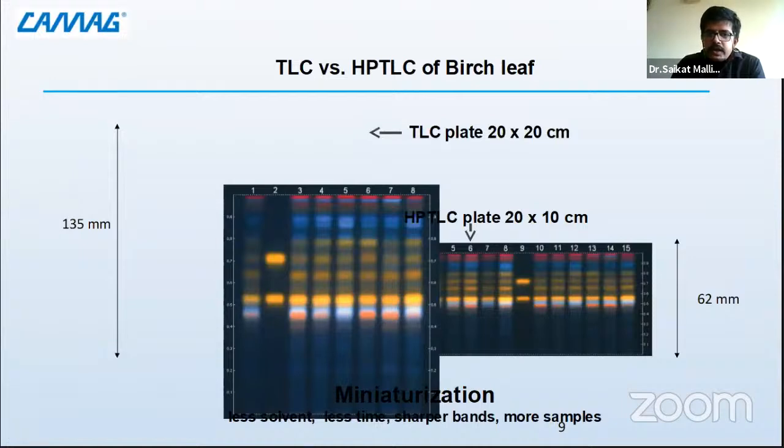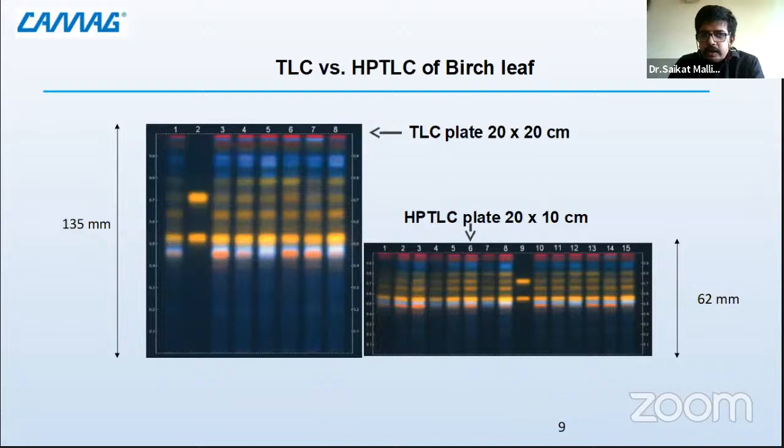You can see a typically 20 by 20 plate would look like something like this. But when I'm reducing the size, I do not compromise on the separation quality. And what I get is similarly the same kind of separation. And I can pinpoint which sample and which standard is present at what point. So I'm nowhere compromising over here.